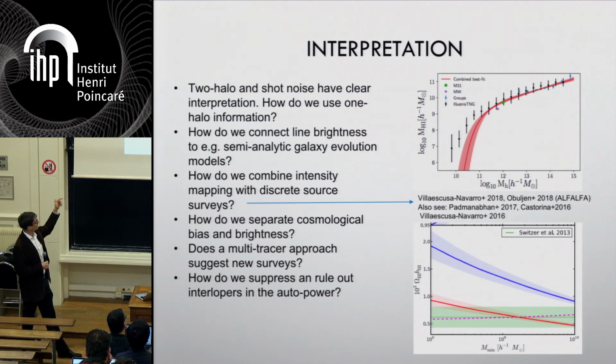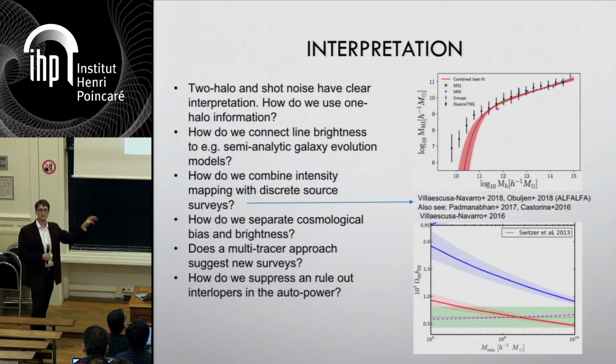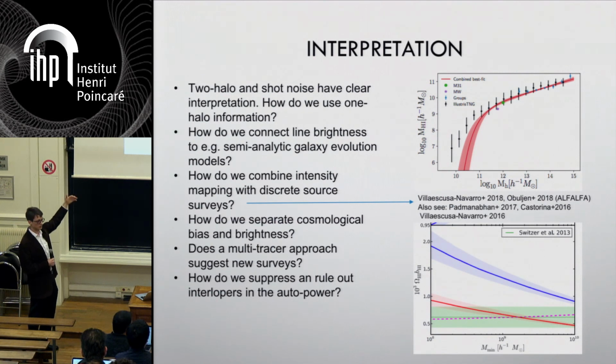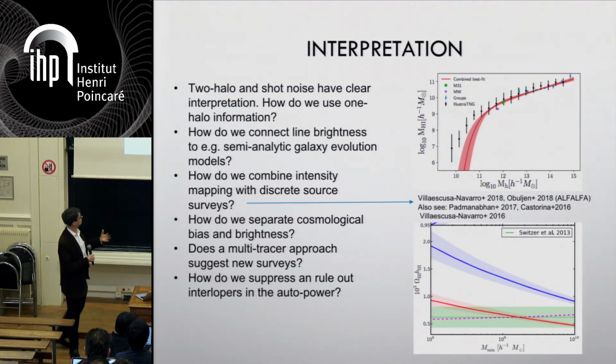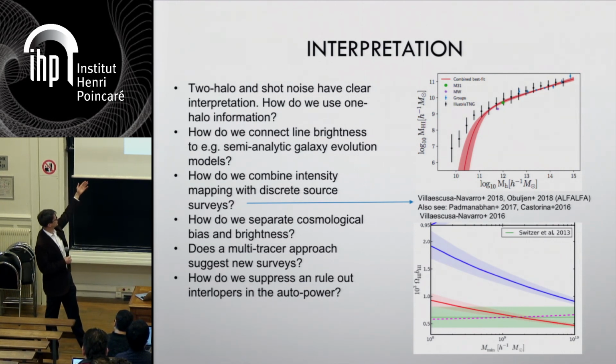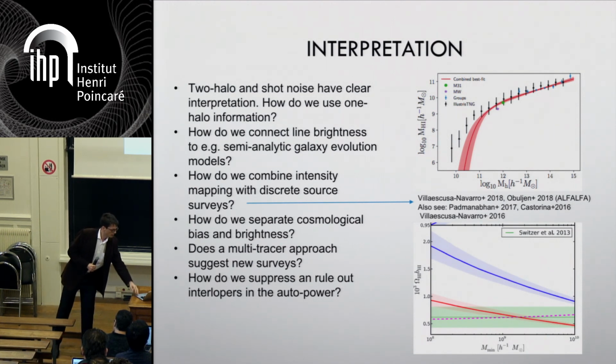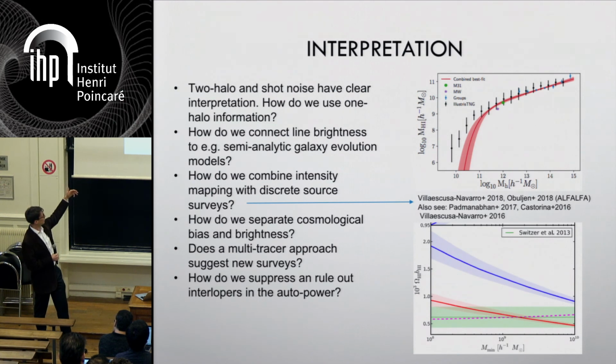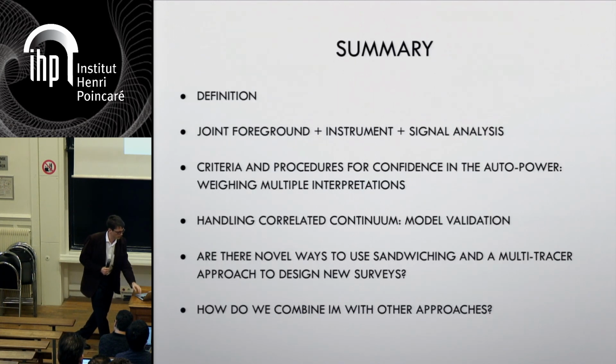Related to the power spectra on linear scales, what we're measuring is the bias times the brightness, whereas each one of those is independently interesting. So another question that needs to be addressed is how we could hope to separate bias and brightness. So bias tells you about the halo hosts of the emission, and the brightness is the gas in those systems. Additionally, does a multi-tracer approach suggest new types of surveys? And then a really broad class of questions of how one can rule out interlopers in the autopower. So this is yet another challenge of the autopower.